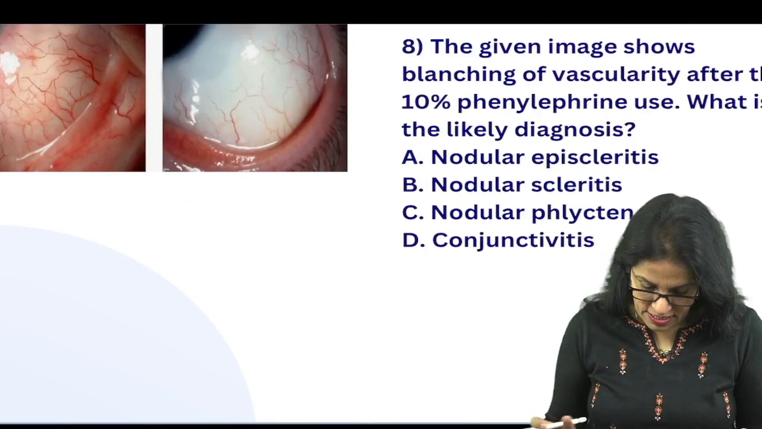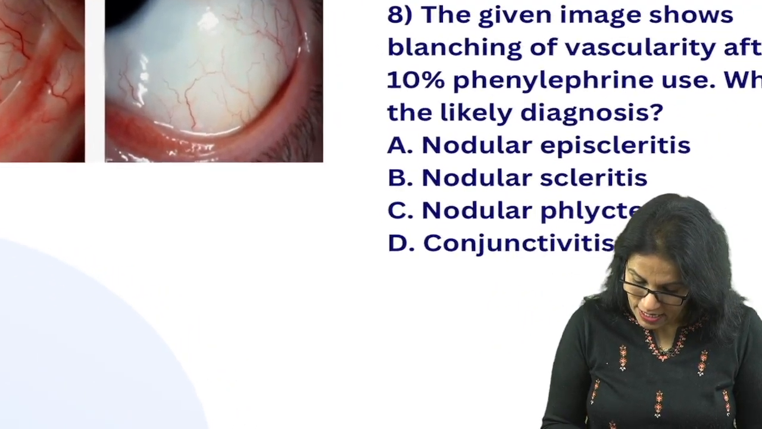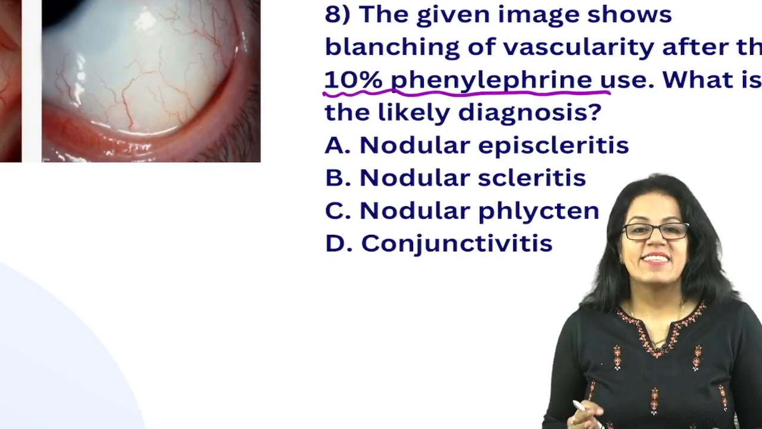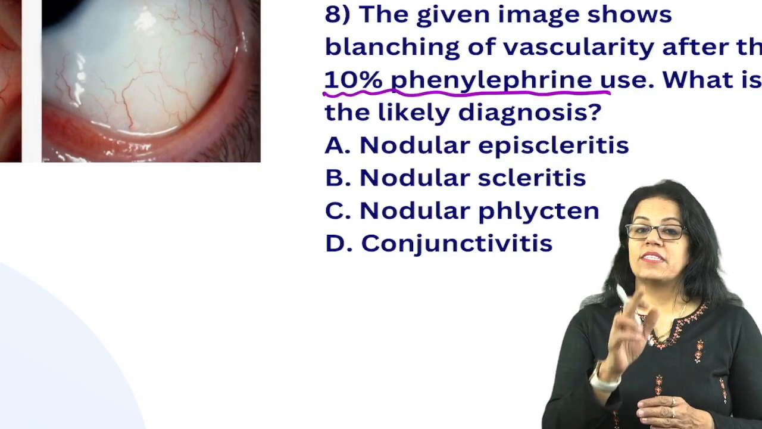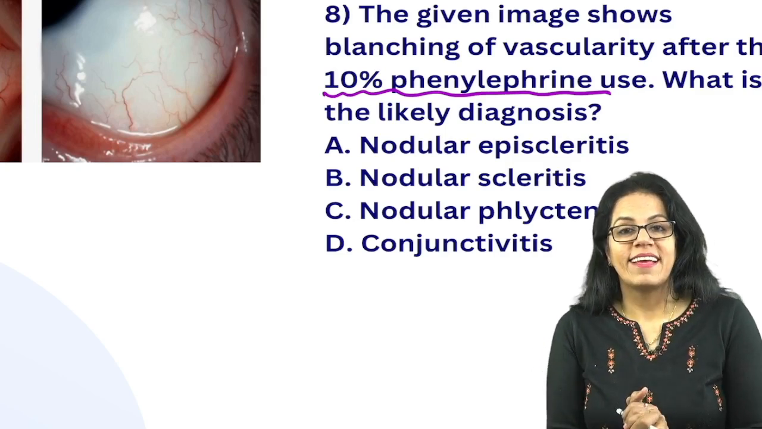Now, what is this? One eye is congested. Here it is all blanched. The question is, given the image, the vascularity blanching is occurring after 10% phenylephrine. So the phenylephrine test has been recently asked in the exam. That's why I included this question. So please, let's quickly revise.